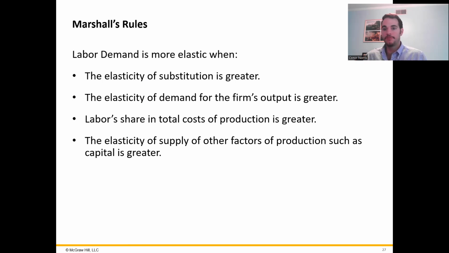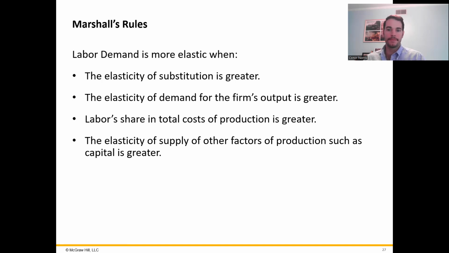Next, labor demand is more elastic when labor's share in total cost of production is greater. The larger the share of total production costs the labor represents, the more elastic the demand for labor. If labor is a big part of a firm's cost, even small changes in wages will have a big effect on the total cost. This ends up making the firm more responsive to changes in wages. So in industries like construction, where labor is a very significant cost, a rise in wages can drastically increase costs, which causes firms to cut back on hiring.